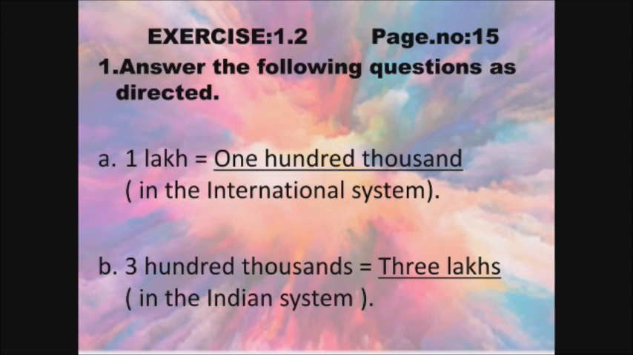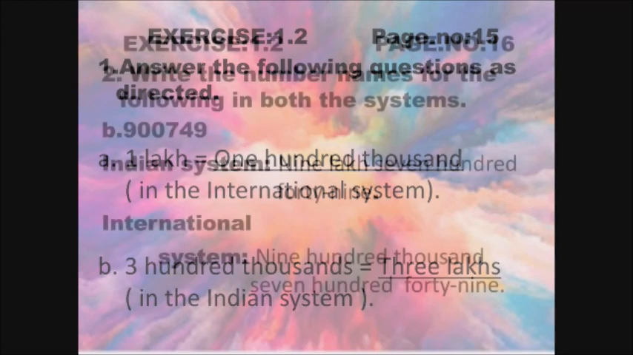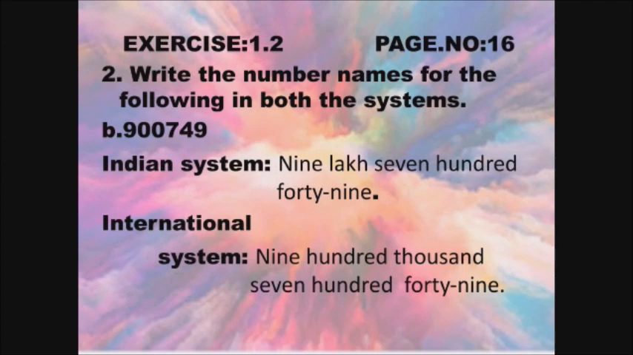Now we move on to the exercise 1.2 in page number 15. Answer the following questions as directed. Here they asked 1 lakh equal to blank in the international system. So 1 lakh we can say 100,000 in international system. Next, 300,000. So we have to change in Indian system. 300,000 we can say 3 lakhs in Indian system. Understood, children?